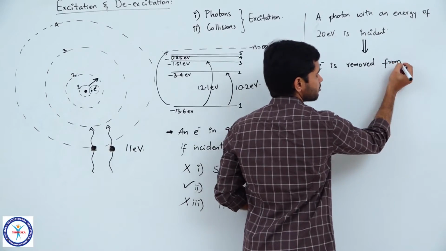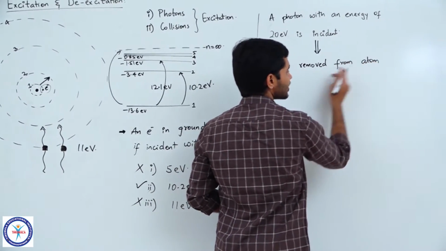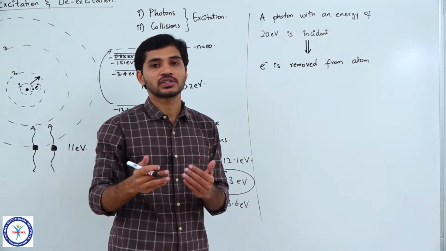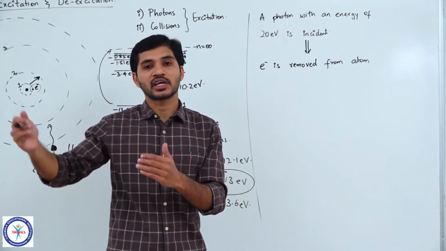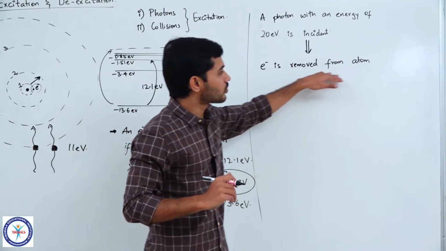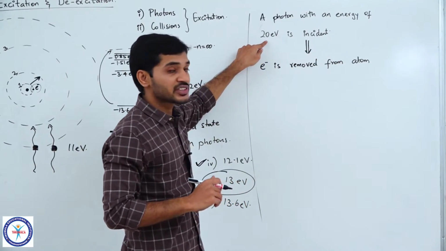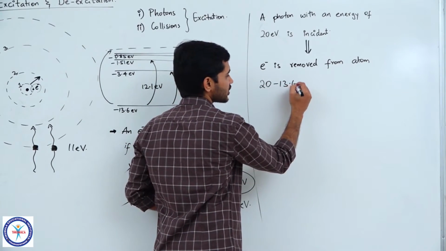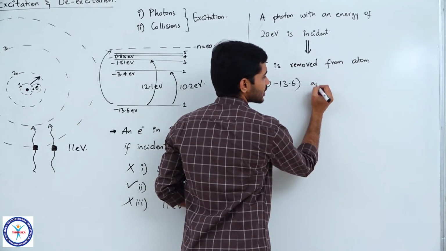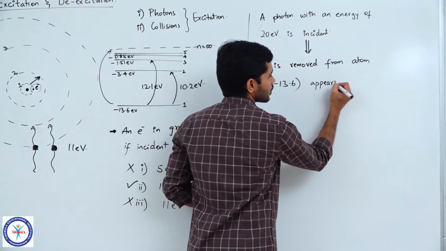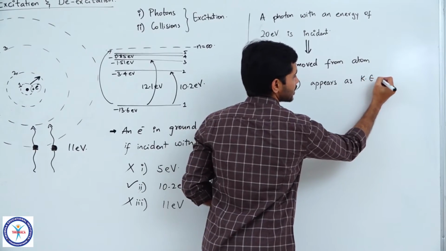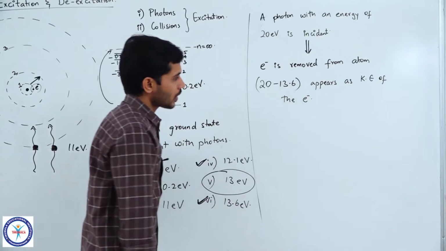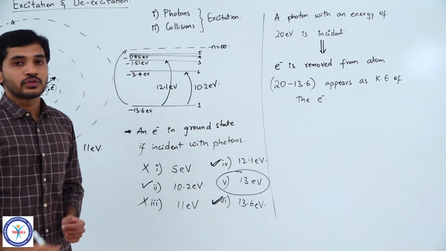from the atom, and as I told you, once it is removed from the atom, the electron can have any kind of energy. There is no limitation on the electron to have only specific energy levels. So, once it is removed from the atom, the remaining energy which is left is 20 minus 13.6. So, this appears as kinetic energy of the electron. So, this is what you will have to know here.